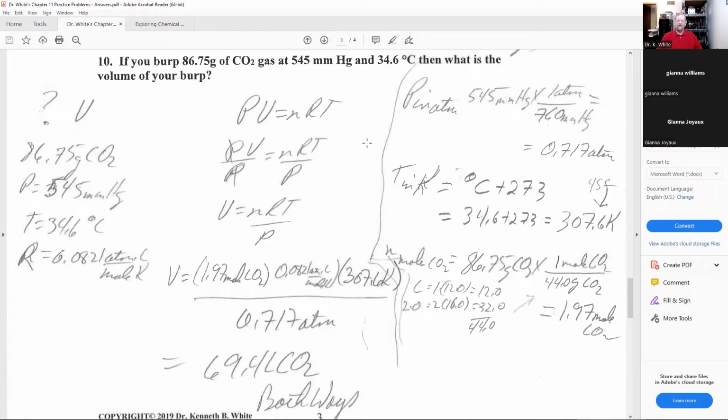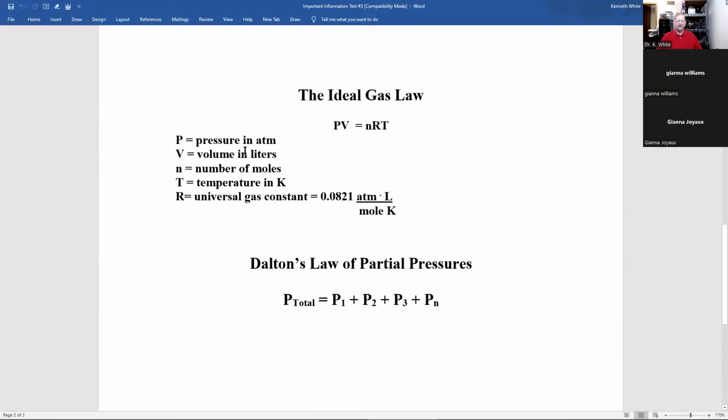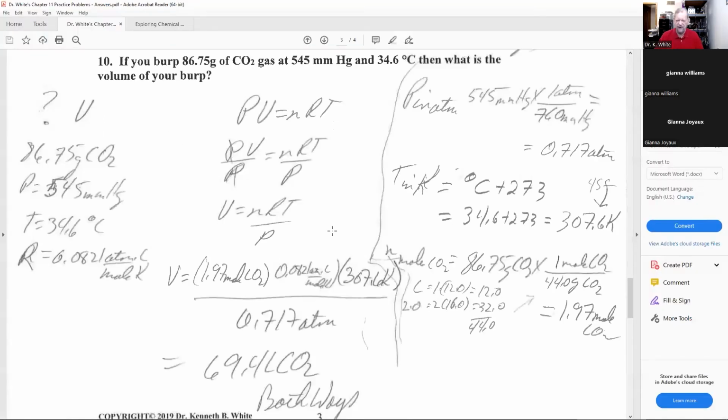Now, the pressure, as you see, let me show you it again. The pressure has to be in atmospheres. N is the number of moles. T is the temperature in Kelvin. So we've got to get to work converting what you're given into the proper units. For pressure, we just did this type of problem. We're starting with millimeters of mercury. We want to go to atmospheres.